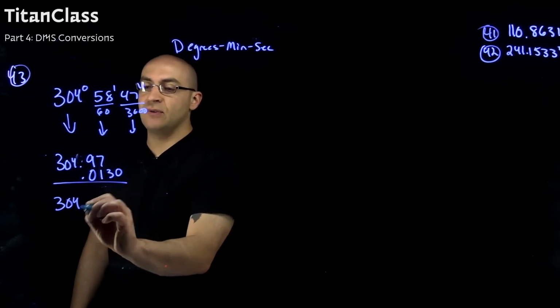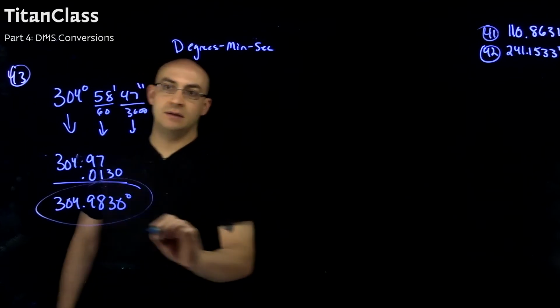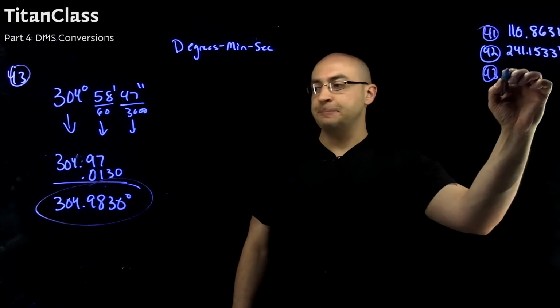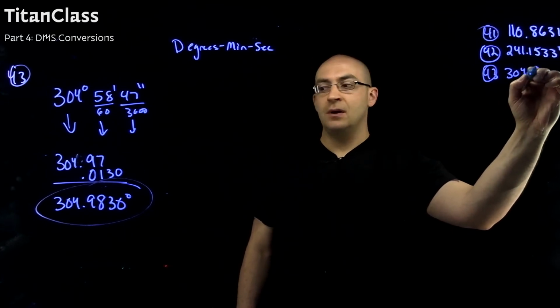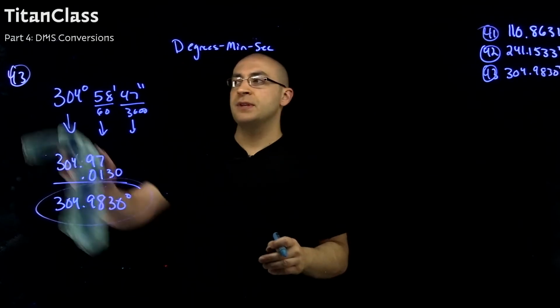So this is going to be 304.9830 degrees. Done. Through practice, you're going to see that more often. It just hasn't happened yet, obviously. So we've got 304.9830 degrees. Now let's do 2 problems that are the reverse.